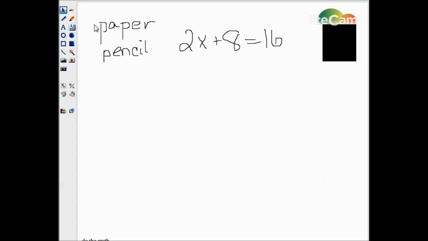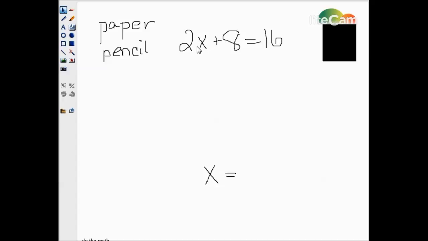Okay, hopefully you have paper and pencil now, and we're ready to do this problem. What is our goal here? Our goal is to get x all by itself. I want to know what x equals, but I can't right now. Why? Because I have things around on this side of my equal sign. I have this 2 hanging around. I have this plus 8 hanging around. I need to get rid of them so I can see what x is all by itself. It wants to look just like this.